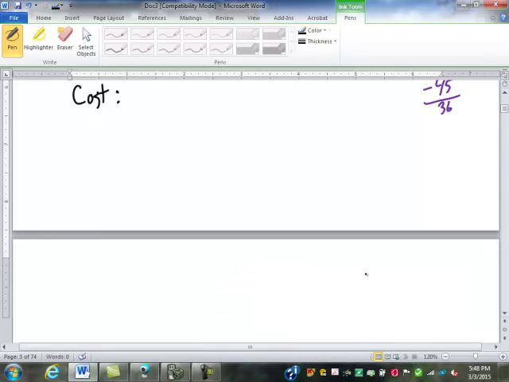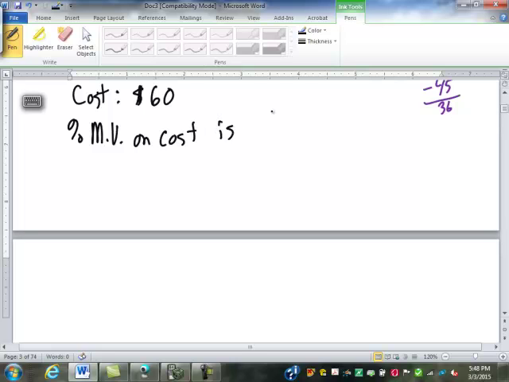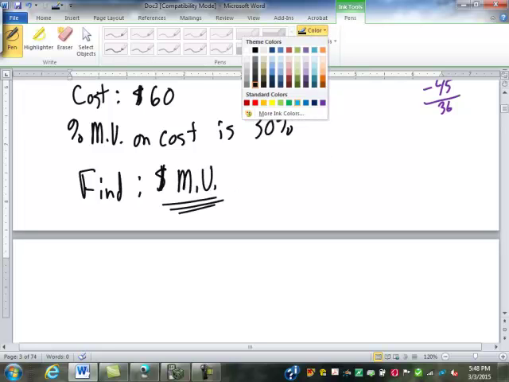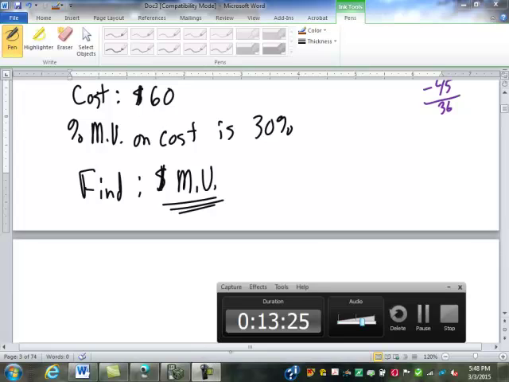I want you guys to try a couple in your seats. If I give you that the cost is $60, the percent markup on cost is 30%, find the dollar markup. I'll give you a few minutes to go at her.